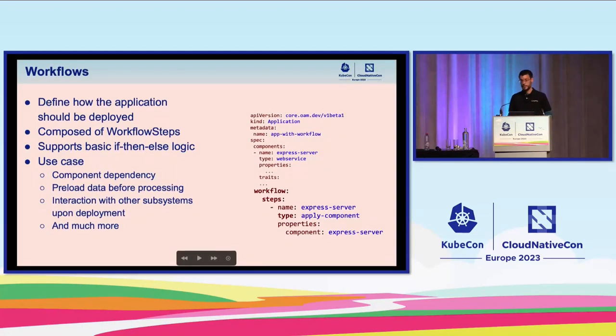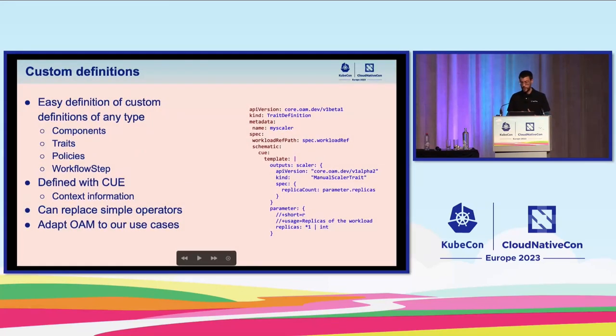Okay? Everything, as I said, workflow steps, policies, traits, and components is configurable. You can make your own, and you can adapt it to your own use cases. For that, you will write this type of entity, a trait definition, a component definition. The schematic, the template that will be applied, is written in Q language. You will be able to define which parameters you accept, some context, some help on that, plus which are the outputs, which are the entities that you are going to generate, combined with the fact that you are able to do some coding in that template. Like you have loops, you have ifs, you have the ability to create some simple structures. So it is easy to manage all of this and define what you want to generate for your particular trait, component, etc.